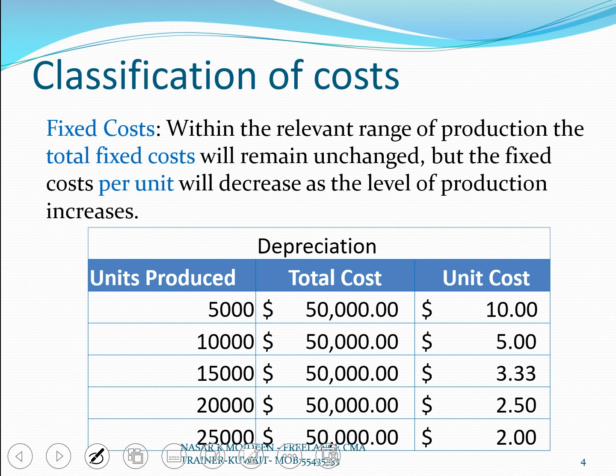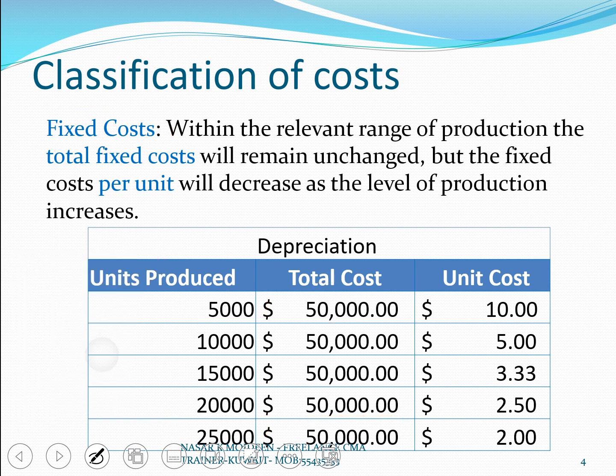Here we will see the characteristic of fixed cost. You can see here, I have a rent or a fixed cost, for example 50,000. So if you produce 5,000 units or if you produce 25,000 units, my rent is the same. It is not going to change. So it is a fixed cost. Or we can say my total cost is the same up to a relevant range. It is not going to change.